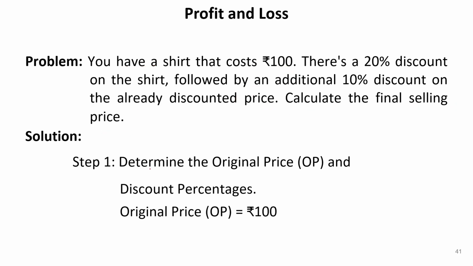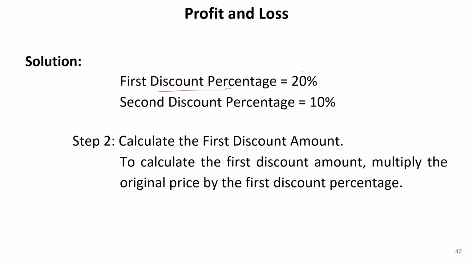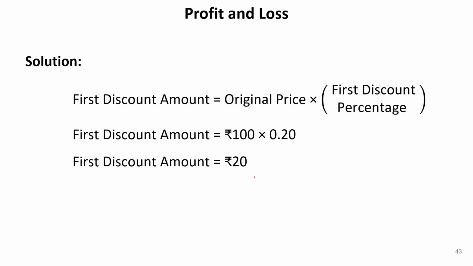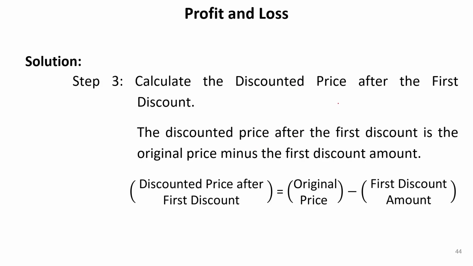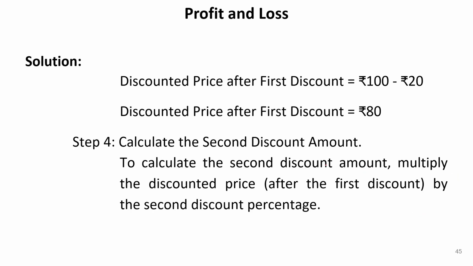Determining the original price, that is OP: the original price is 100. The first discount percentage is 20, and the second discount percentage is 10%. To calculate the first discount amount, we use the formula original price into first discount percentage, which is 100 into 0.2, equal to 20 rupees. The discounted price after the first discount is the original price minus the first discount amount.